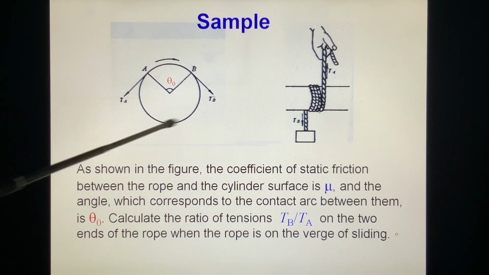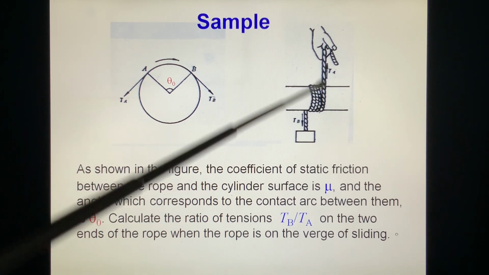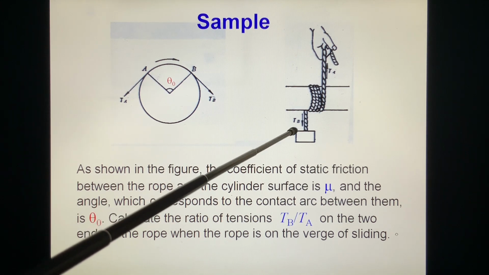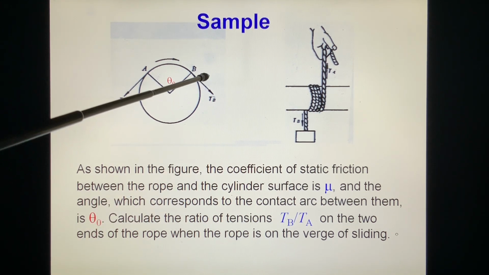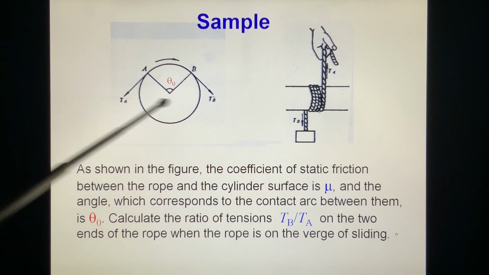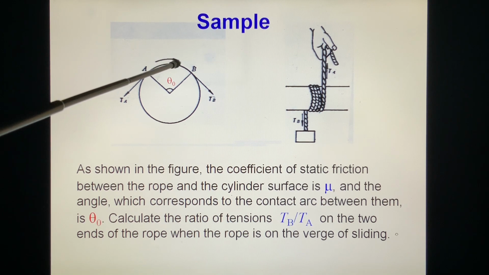We draw a diagram like this one, okay? This is the angle, of course 2 pi, 4 pi, 3 pi. We call it θ0. This is TB. TB end is the heavy end, okay? This is TA in your hand, the light one. So the rope has a tendency to slide in this direction, and the friction is opposite, going this direction.